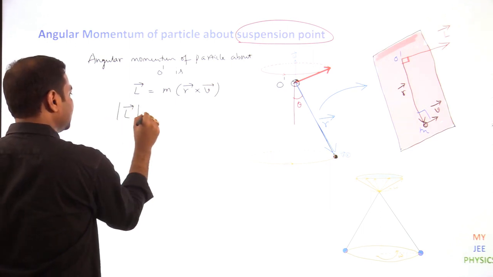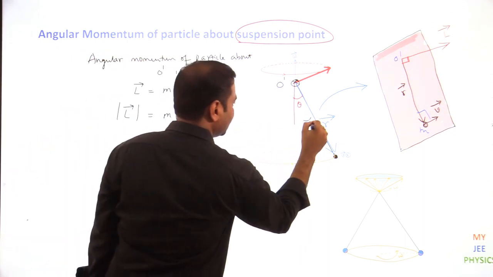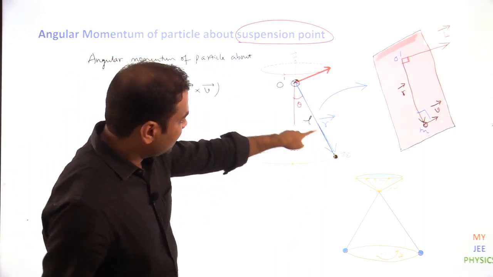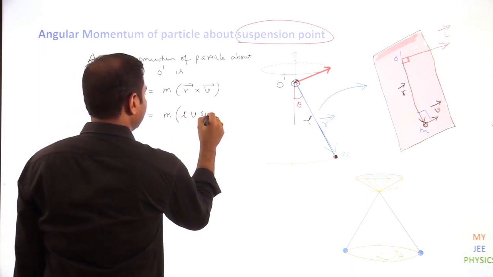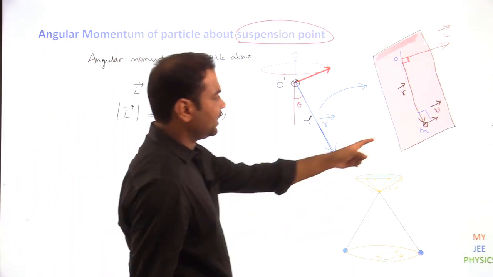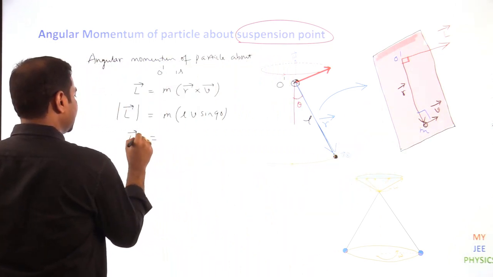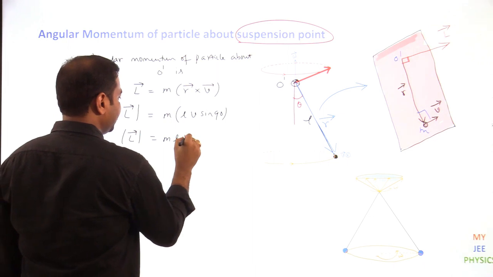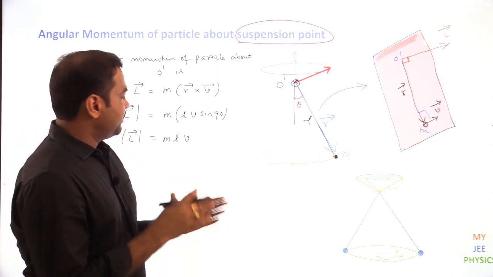First I am going to find the magnitude. So m into R, where the R bar vector magnitude is L, the length of the wire, into V sine 90, because again they are perpendicular to each other. Then the magnitude I can write as M L V. This is the magnitude.